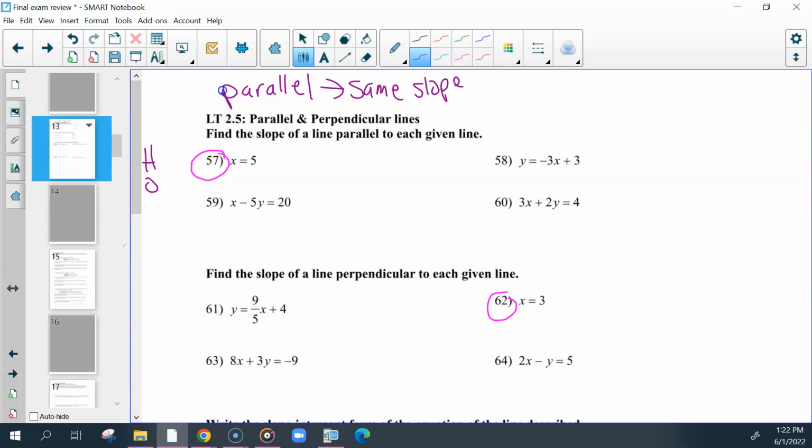I'm going to write my formulas one more time. Actually, a couple more times. For this equation, it's an x equals, so this would be an undefined slope. If it's parallel, this would also be an undefined slope. So our slope here would be undefined. Questions on that one?